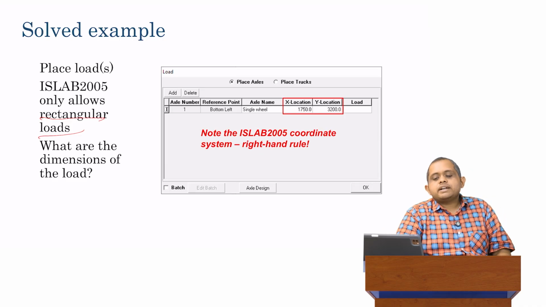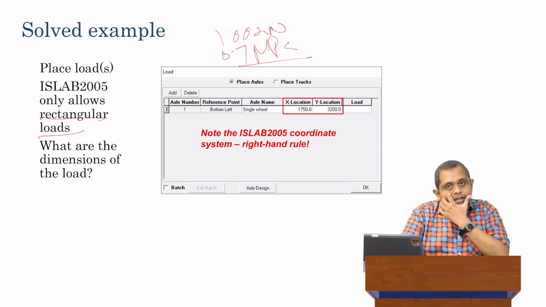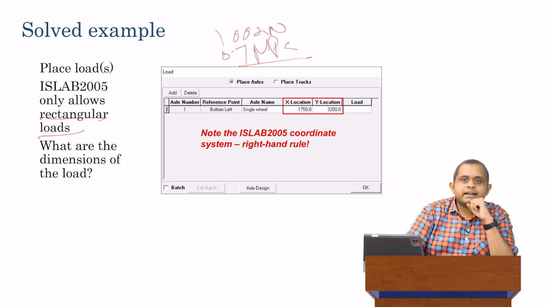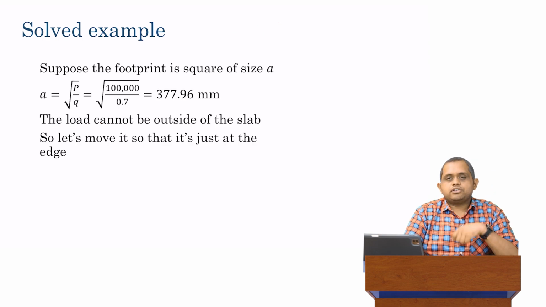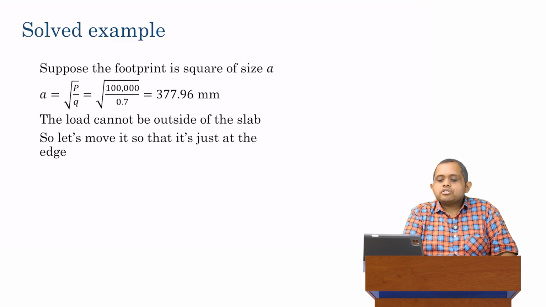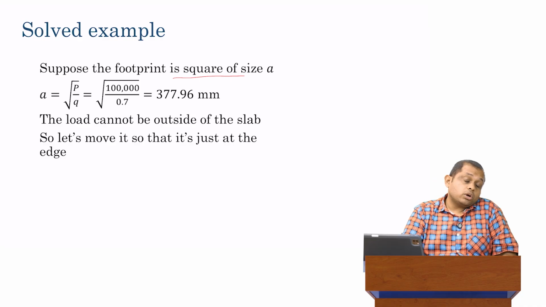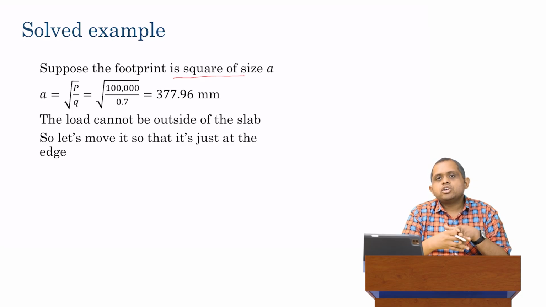So ISLAB allows only rectangular loads. We are given a 100 kilonewton load and 0.7 megapascal pressure. If it's a rectangular load, we have to know the area of the rectangle and the aspect ratio. Let's do the calculation. We've already done this in the past, so I'm going to quickly run by it. Let's assume that the footprint is square. You could argue that it need not be square, it can be rectangular, which is true. I don't know anything about the length to breadth ratio, the aspect ratio of the rectangle. So just to be safe, I'm going to assume that it's a square load.